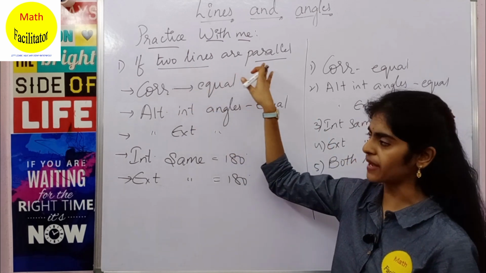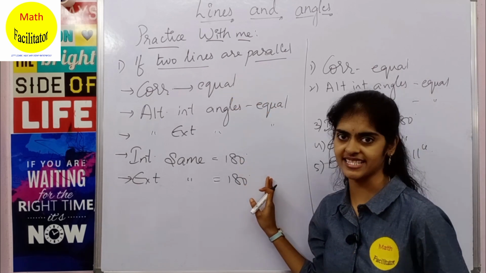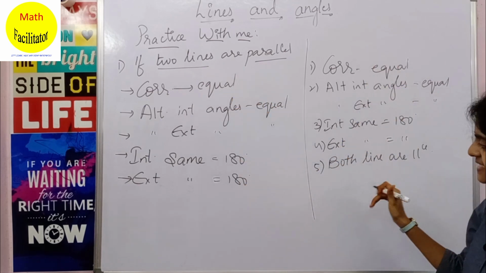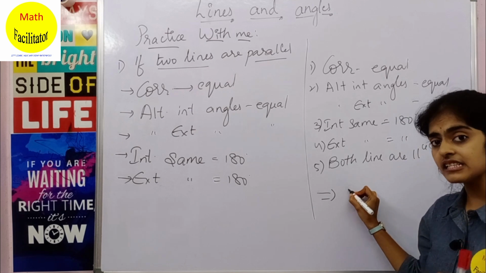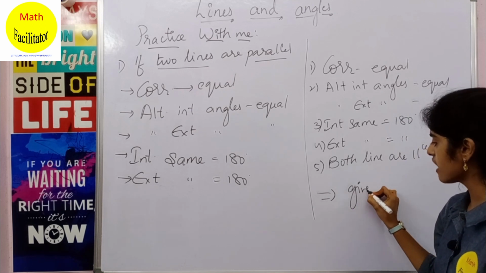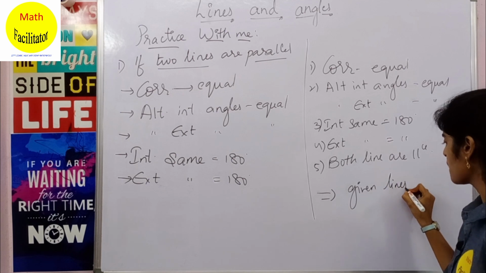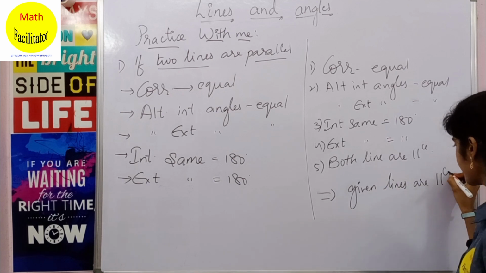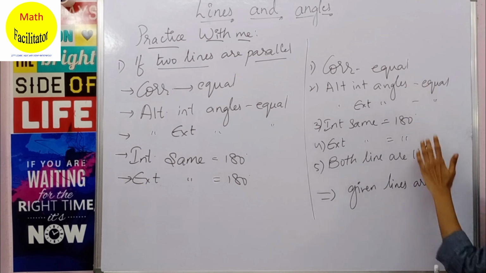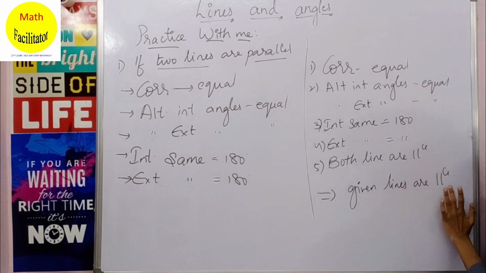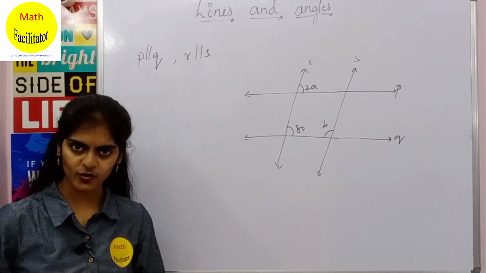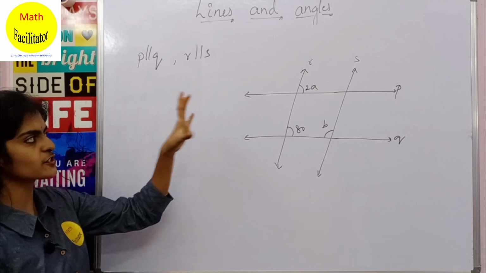If two lines are parallel, then you can conclude this. Now if you have something like this, then you will conclude that the given two lines are how? They are parallel to each other. Okay, so the given lines are parallel to each other. When you have these conditions, you will prove that the given lines are parallel. Clear? Now based on whatever we have learned, let us try to solve this problem.